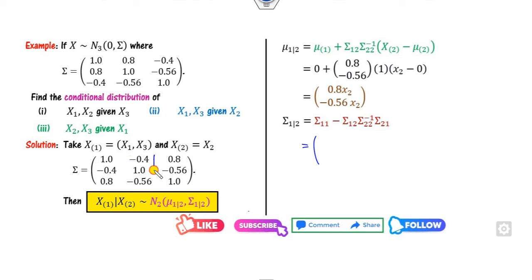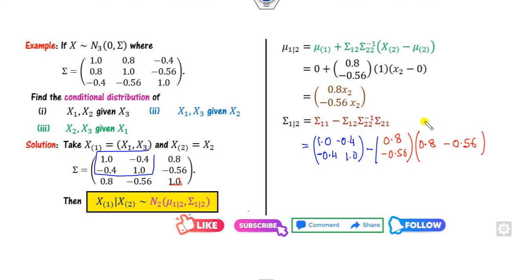What is the sigma 1, 1? This is my sigma 1, 1 because it has a x1 and x3. 1.0 minus 0.4 minus 0.4, 1.0. What is the sigma 1, 2? 0.8, 0.56. Sigma 2, 2 inverse, that's a 1 inverse is 1, and sigma 2, 1 is this number. Always remember, this is the transpose of this. Sigma 2, 1 is always sigma 1, 2 transpose. Now you can multiply these two numbers.